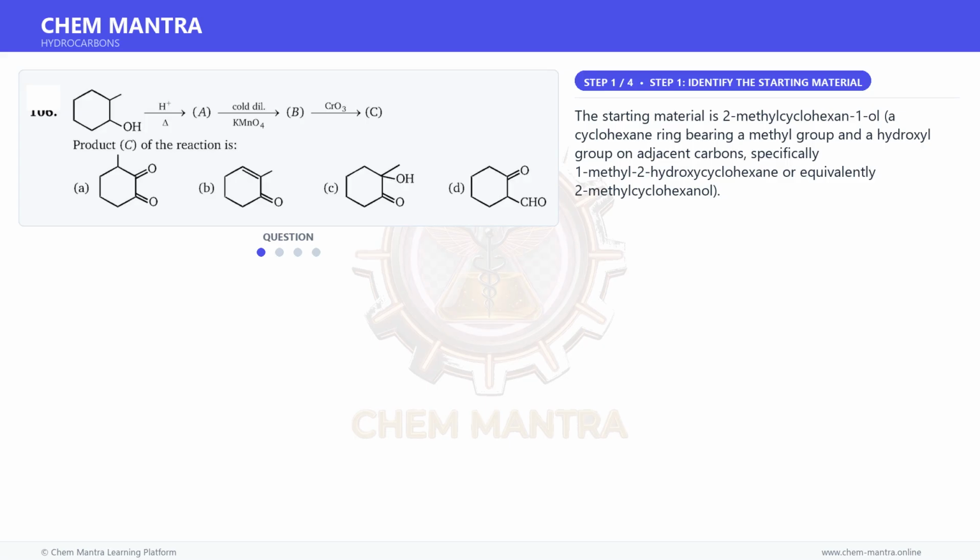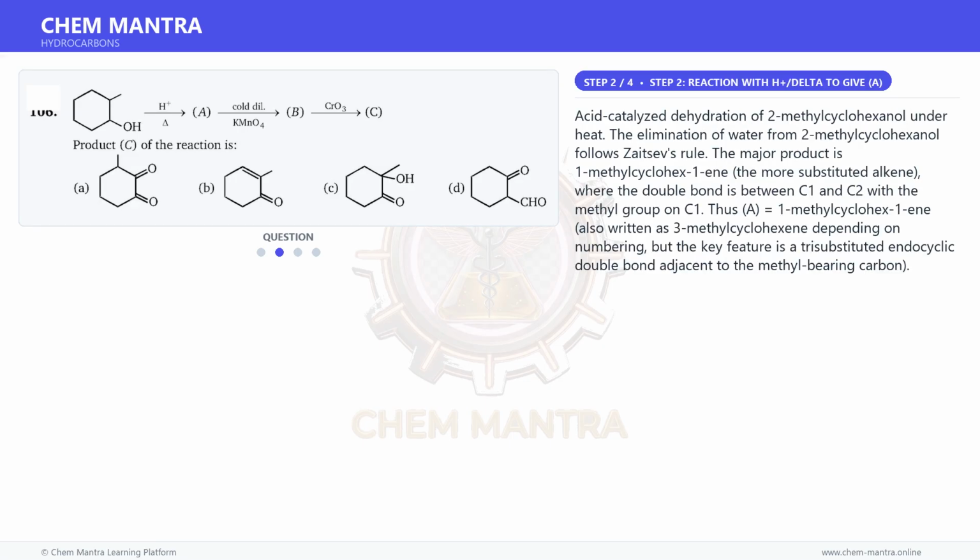The starting material is 2-methylcyclohexan-1-ol, a cyclohexane ring bearing a methyl group and a hydroxyl group on adjacent carbons, specifically 1-methyl-2-hydroxycyclohexane, or equivalently 2-methylcyclohexanol.